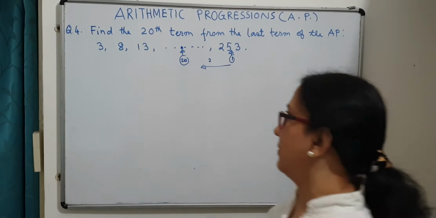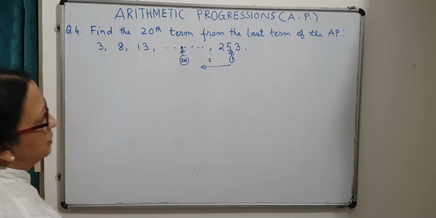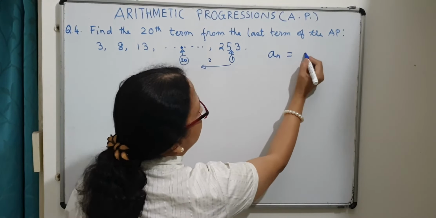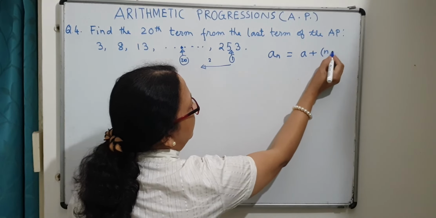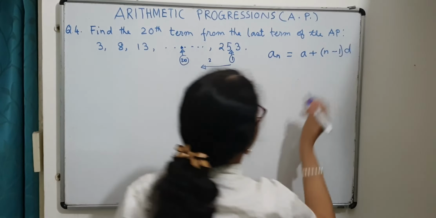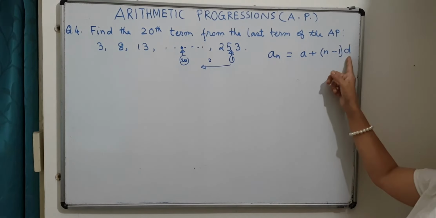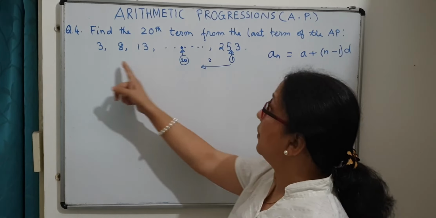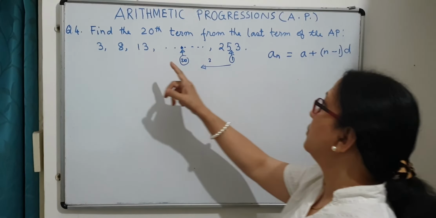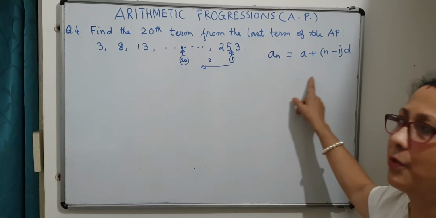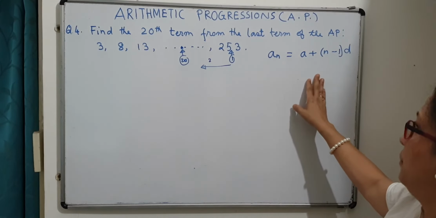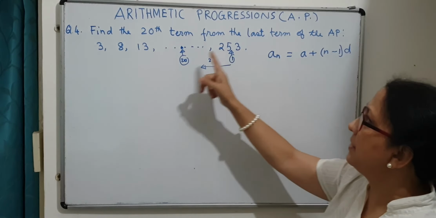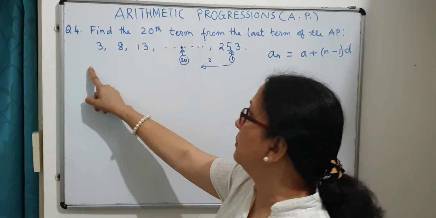Now you see the formula that we use for the nth term: an is equal to a plus (n minus 1) into d. That is, if I know the value of a and d, I can find the value of any term, as long as this a is the first term, counting in this way. So since it is from the last, we cannot use this formula. So what can we do? If I reverse the order of the AP, then this will become the first term and this will become the last term. That we can do.